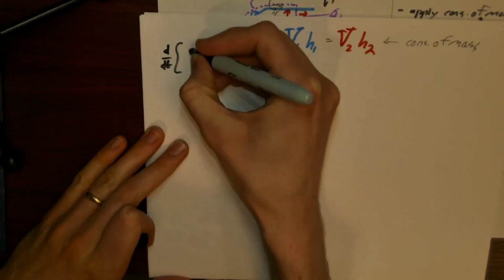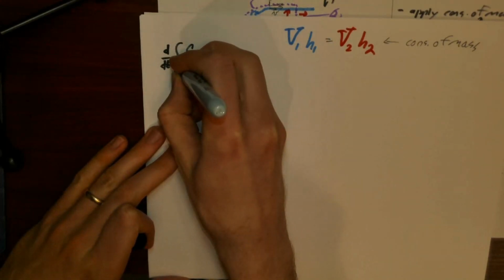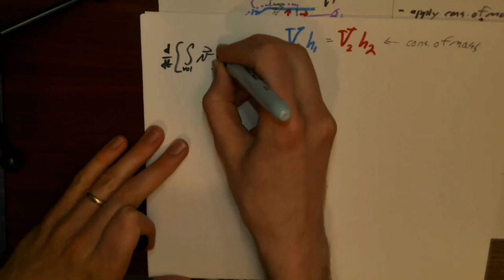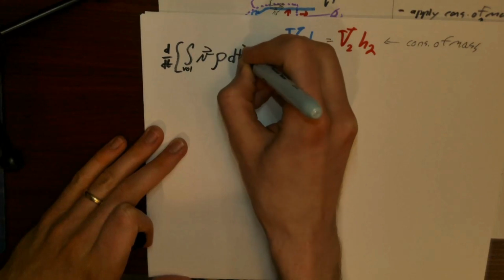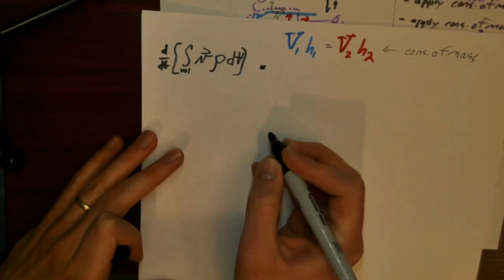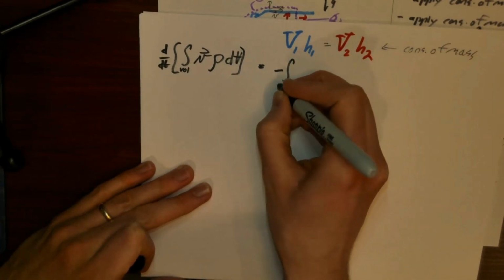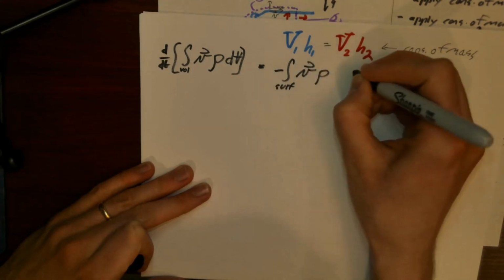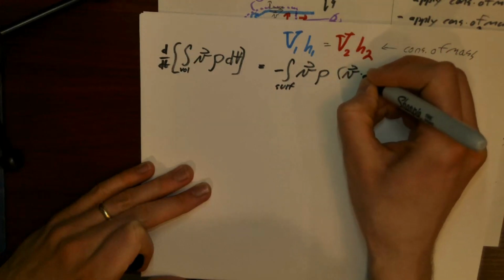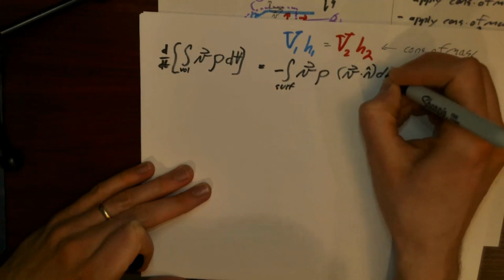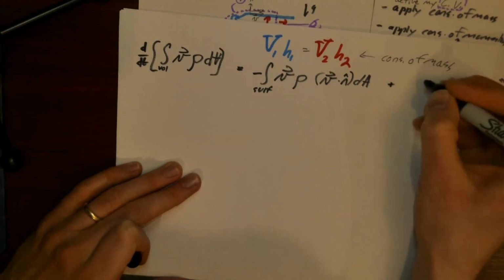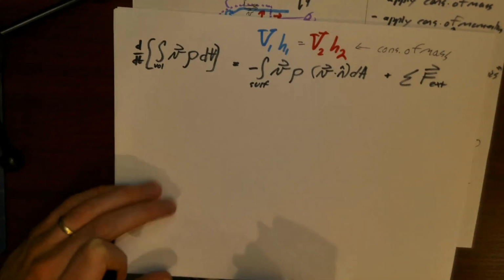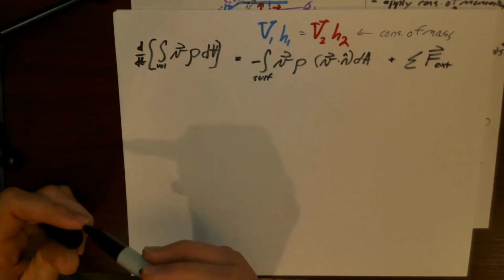So the full form of conservation of momentum is d dt of an integral over the control volume of velocity vector rho dV, and that left-hand side is equal to negative an integral over the surface of velocity vector rho v dot n dA plus the sum of any external forces applied to our control volume.